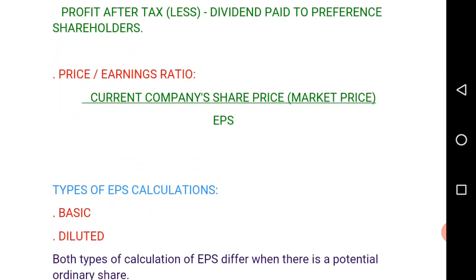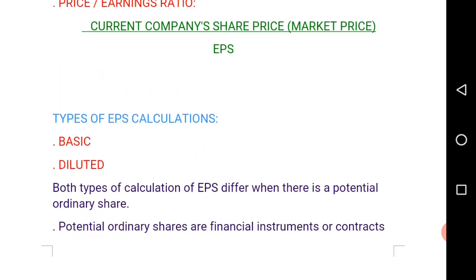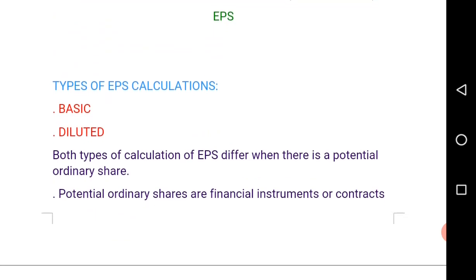So we have the types of EPS calculation here. The two, as I said before, are basic and diluted. In this lesson we'll be taking care of the basic, then the next lesson will be taking care of the diluted EPS. Both types of calculations of EPS differ when there is a potential ordinary share. The potential ordinary share or convertible ordinary shares, as we said earlier, is the main difference between the basic and the diluted EPS calculations.